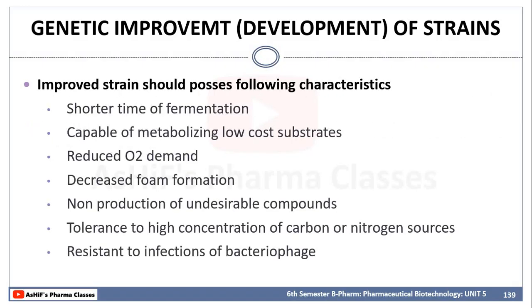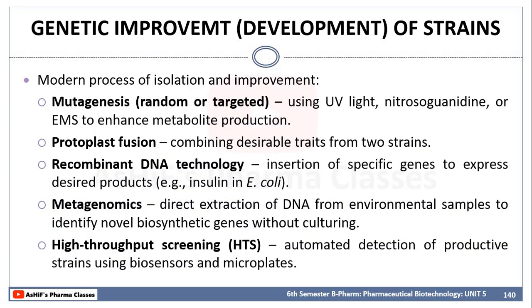So an improved strain should possess the following characteristics, like shorter time of fermentation, capable of metabolizing low costly substrates, reduced oxygen demand, decreased foam formation, non-production of undesirable compounds, then tolerance to high concentration of carbon and nitrogen sources, resistant to the infections of bacteriophage. These are some of the properties of an improved strain of microorganism.